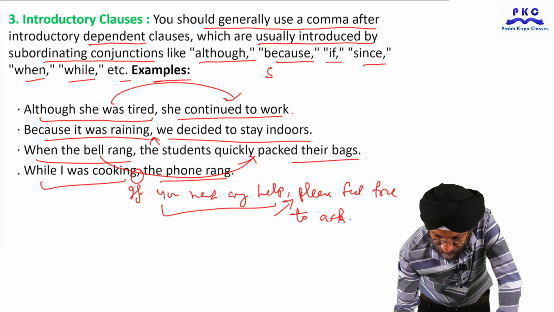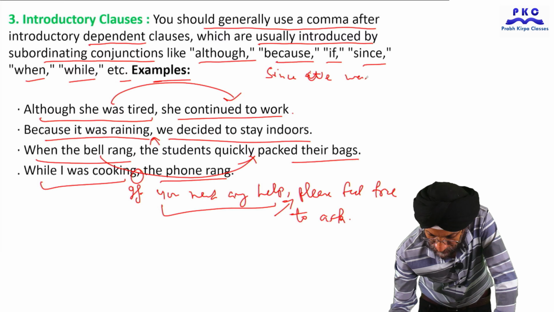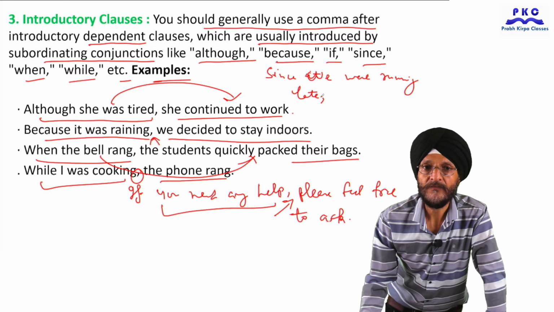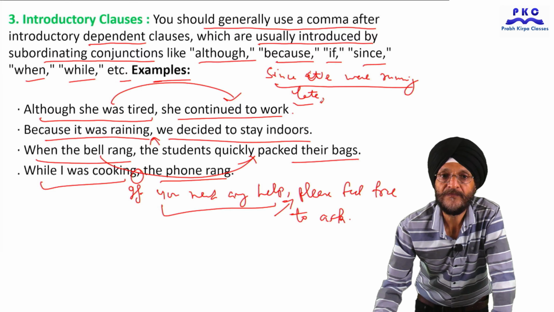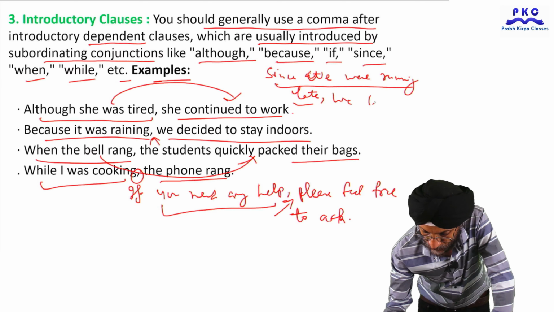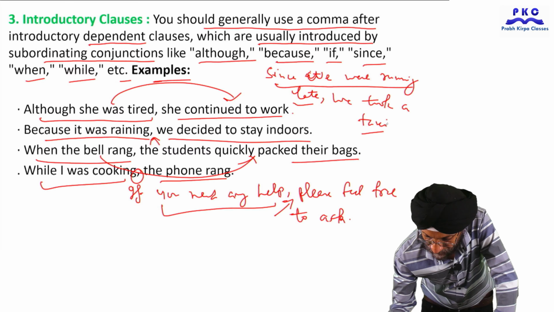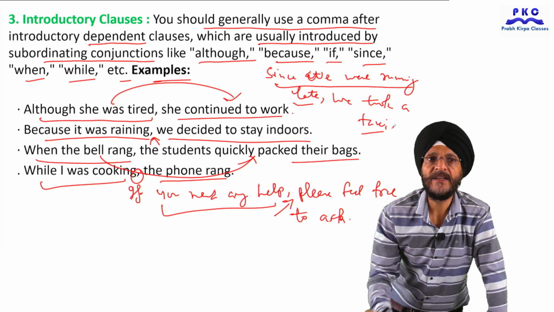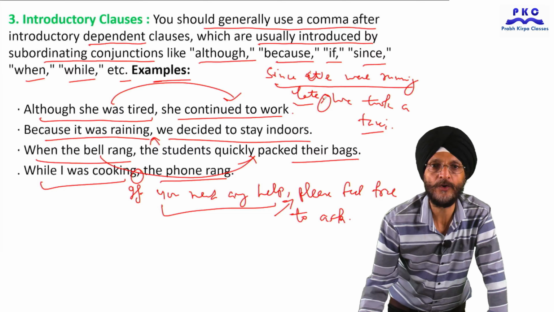Another example. Since we were running late, we took a taxi. Since we were running late is an introductory clause. So since we were running late is an introductory dependent clause, and here we have used a comma, which is an introductory comma.